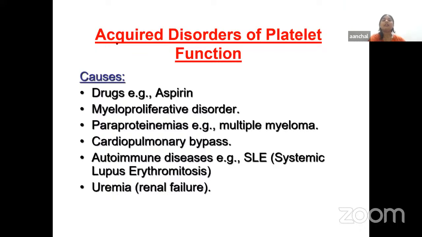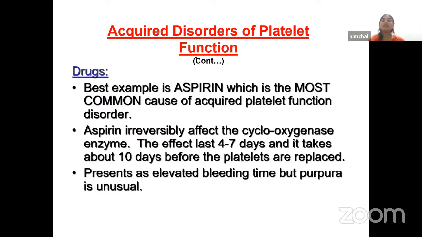Another thing, the acquired disorders of platelet function, which are caused by drugs like aspirin, myeloproliferative disorder, paraproteinemia in multiple myeloma, cardiopulmonary bypass, autoimmune disease, or renal failure. The best example is aspirin, which is the most common cause of acquired platelet function disorder, and aspirin irreversibly affects the cyclooxygenase enzyme. The effect lasts for 4 to 7 days, and it takes about 10 days before the platelets are replaced, and it presents as an elevated bleeding time, but purpura is unusual.